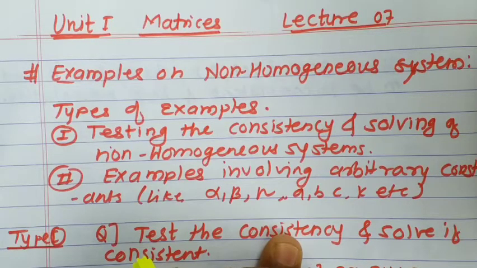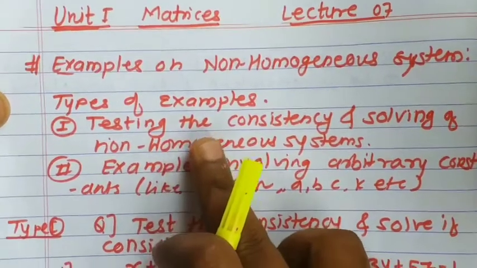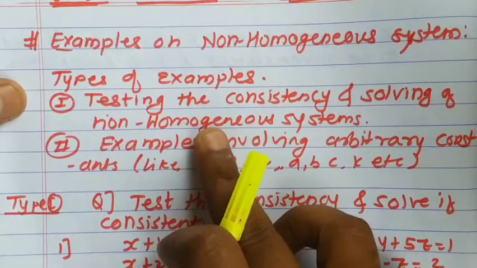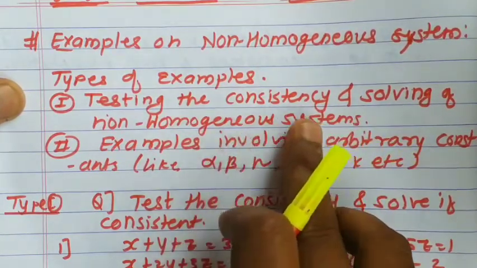After the completion of examples on non-homogeneous system, we'll discuss the examples based on the homogeneous system case and conditions. Also, we are going to discuss for the homogeneous system how to obtain the solution. Now, the types of examples on non-homogeneous system can be classified in two parts. The first type of examples is testing the consistency and solving the given non-homogeneous system of linear equations.